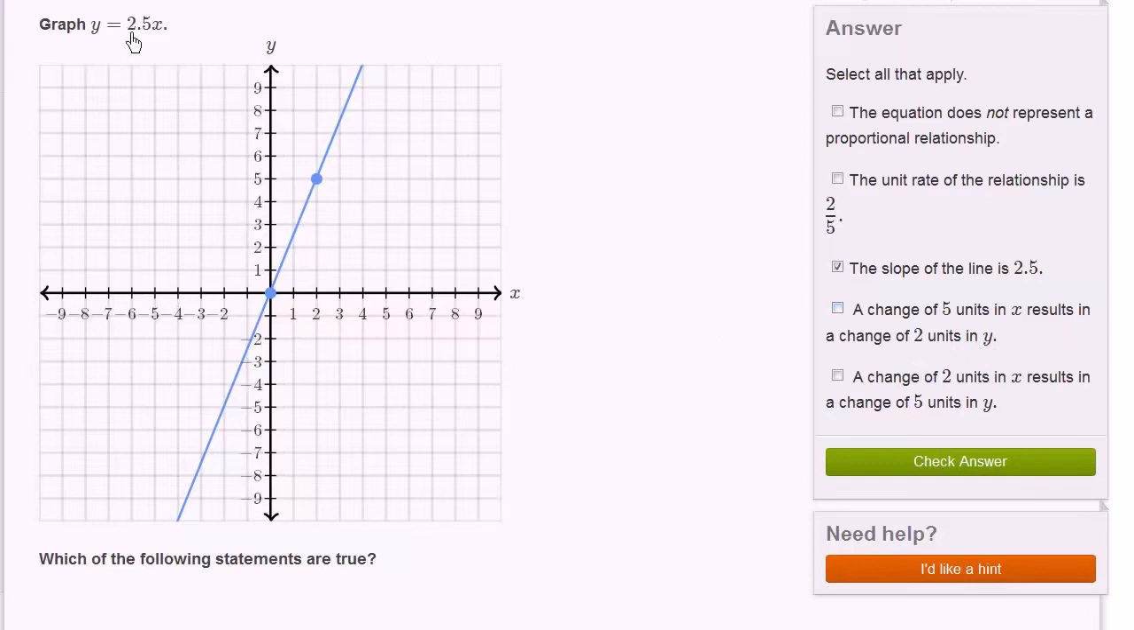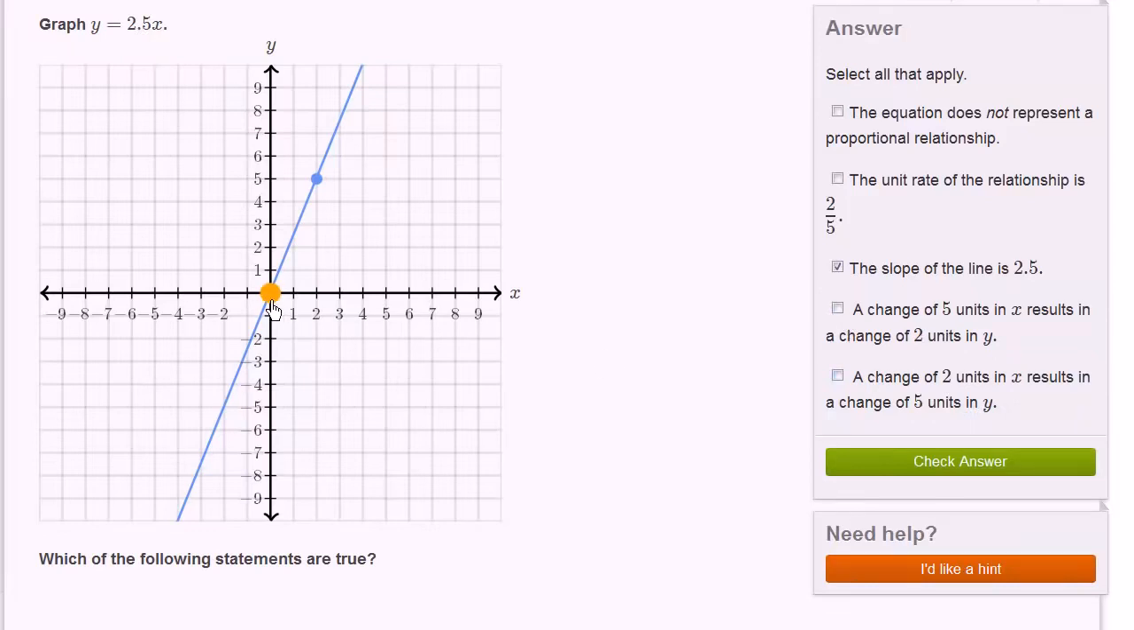A change of 5 units in x results in a change of 2 units in y. Well, let's test that idea. We know when x is 0, y is 0. So if x goes from 0 to 5, what's going to happen to y? Well, y is going to be 2.5 times 5, which is 12.5. So y would not just change 2, it actually would change 12.5. So this isn't right.